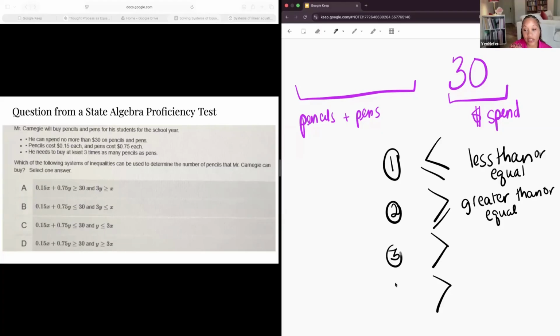Okay. Now, for these last two, they do not include or equal to. All right. So less than, and then this one will be greater than.